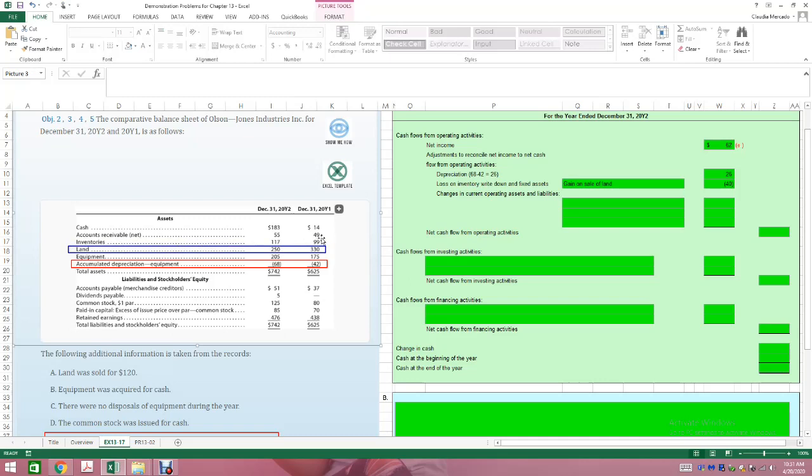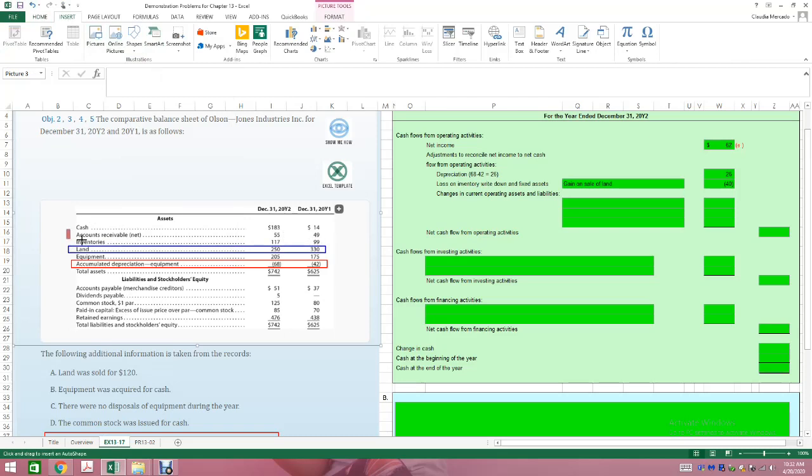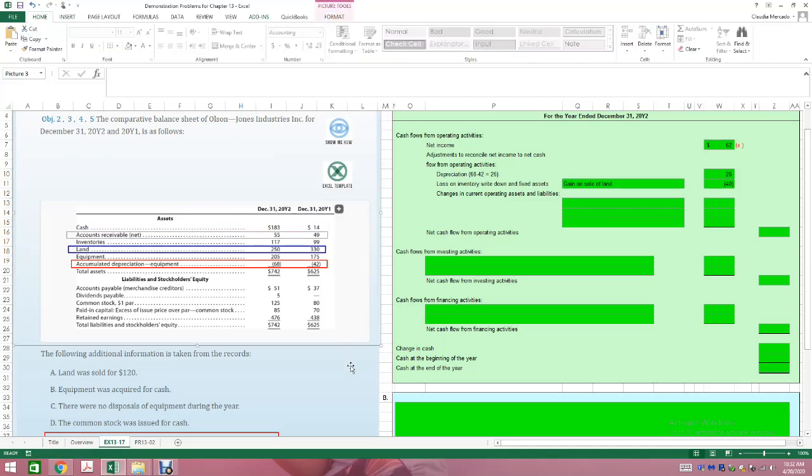Did my accounts receivable go up or down? So let me mark my accounts receivable. And I like to mark them, guys, because I want to make sure that I use the information provided. That way I know what has been used, what has not been used. So let's analyze accounts receivable.